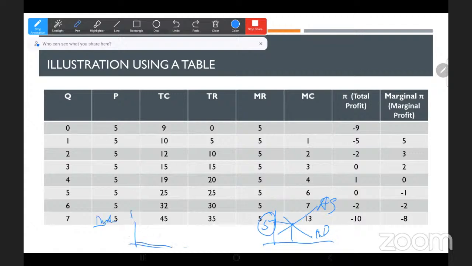So itong 5 na to, this individual firm naman. Individual firm kasi ang tanong, ano ang price, ano ang kanyang supply, ano ang price na susundin niya? 5. Kasi price taker siya. So kung ano yung sinabi sa market, hindi siya nagde-deviate doon. So 5. Thank you po.